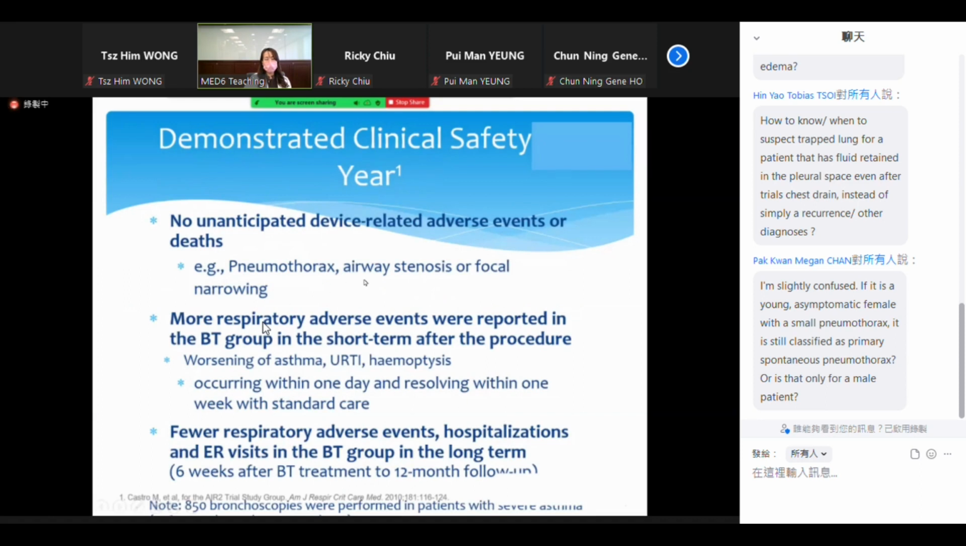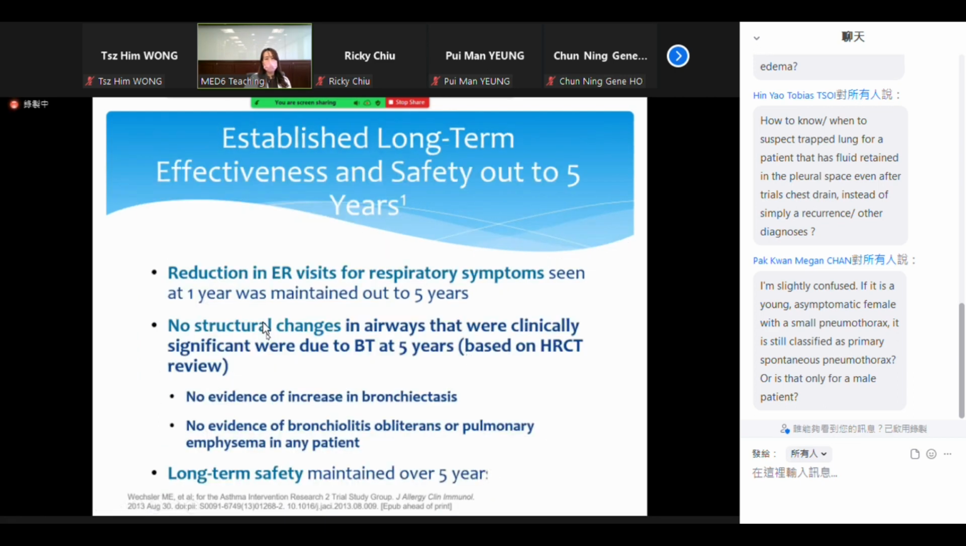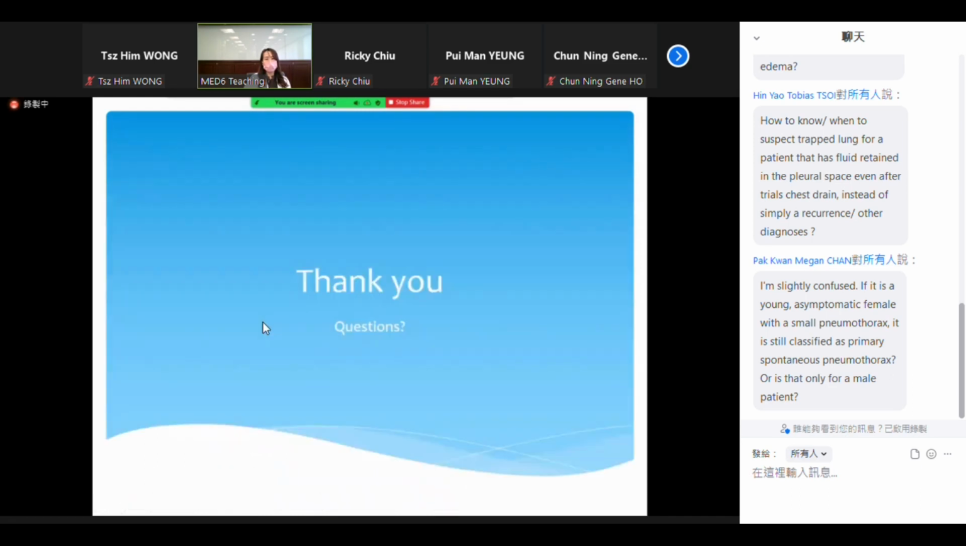Safety data is promising as well, but a patient will have asthma exacerbation after the procedure. So usually steroid will be given before and after the procedure. For 5-year data, the clinical improvement still persists after 5 years. So the long-term data is also safe and effective for bronchial thermoplasty.